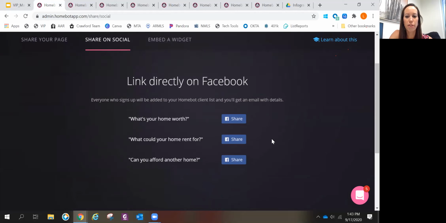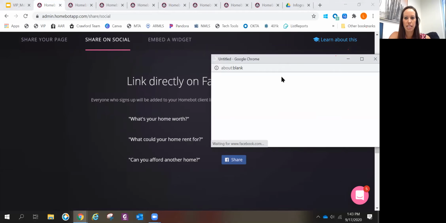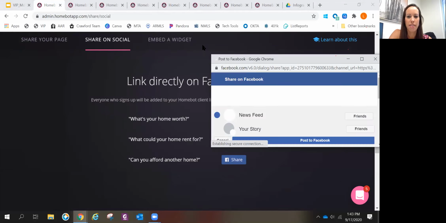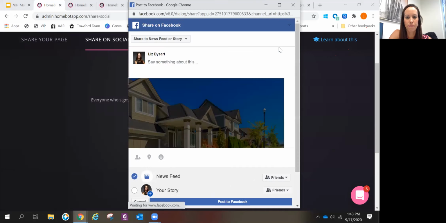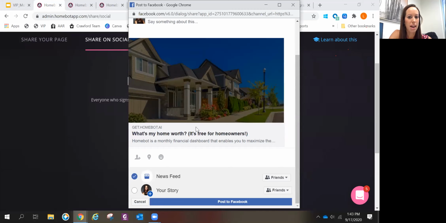But it additionally gives you the options to share on social. So if you link it with your Facebook, it allows you to have three quick and easy social share options. What's your home worth? What could your home rent for? Or can you afford another home? So let's see here. When I click that, I believe that I'm logged in. It then shows me what it would look like on my feed or story. So it would have what's my home worth?